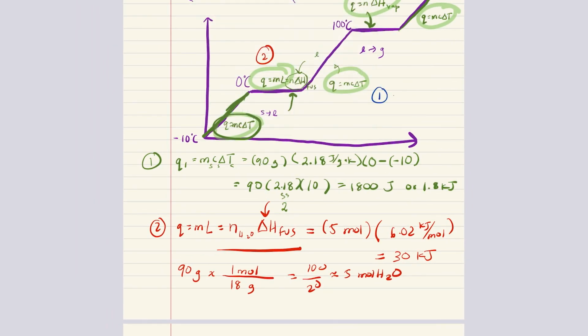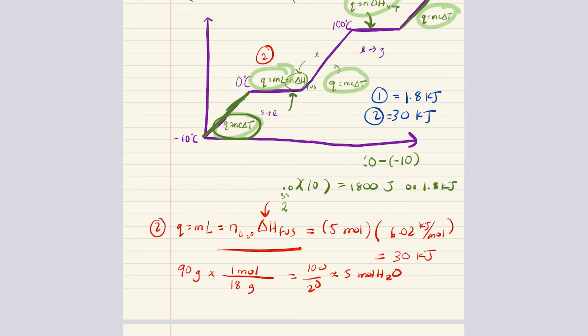Okay, so let's write this down and then begin to erase some of our work. So for step 1, we got 1.8 kilojoules. For step 2, we got 30 kilojoules. Let's go ahead and work on step 3. Now, step 3 is where temperature changes, all right? We're heating up our liquid water.